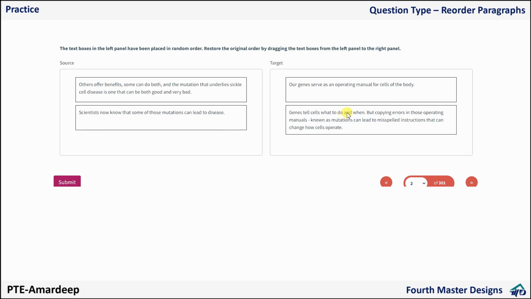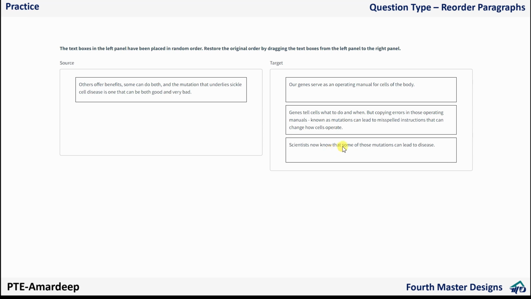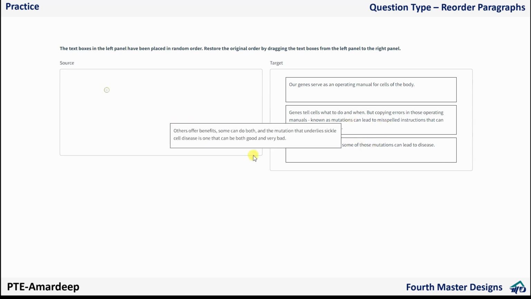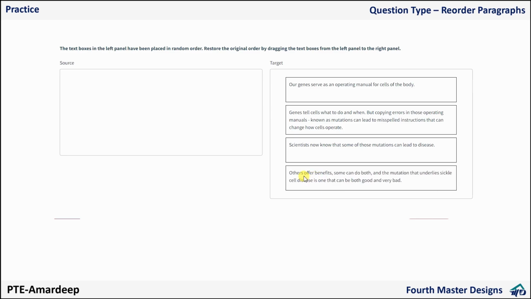"Genes tell cells what to do, but copying errors in those operating manuals." So they have discussed operating manuals here and those here. Now here they call them mutations. So we have those mutations here, and then they are talking about negative aspects here. This one, some have benefits also. So this is the correct sequence of my reorder paragraphs. Okay, this is how you have to go for it.